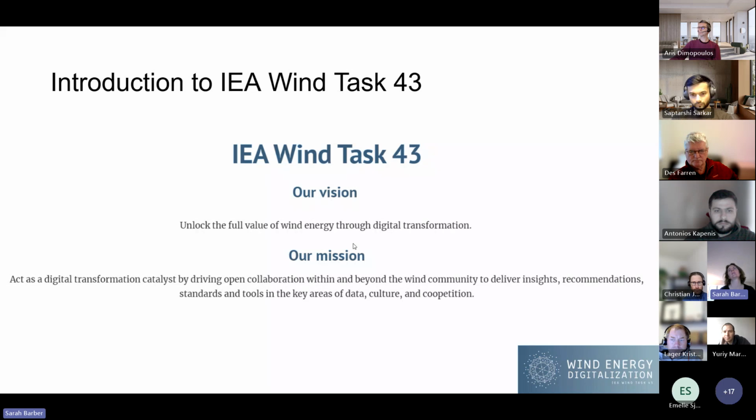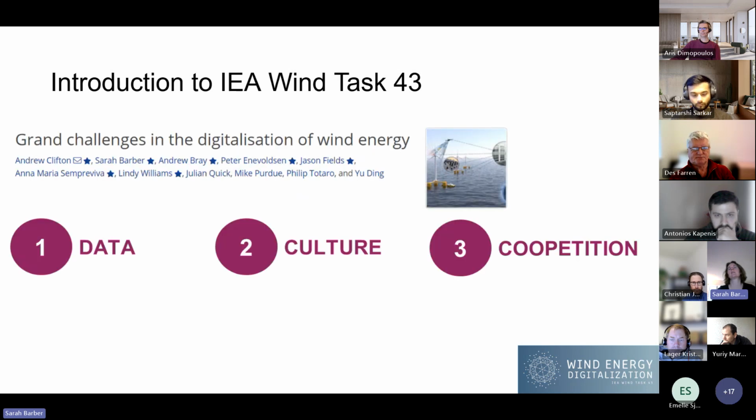The idea of Task 43 is digitalization. Our vision is to unlock the full value of wind energy through digital transformation. We want to act as a digital transformation catalyst by driving open collaboration within and beyond the wind community to deliver insights, recommendations, standards, and tools in these three areas of data, culture, and competition. These three areas come from a paper, I'll put the link in the chat in a minute, called The Grand Challenges in the Digitalization of Wind Energy, where we reviewed all the state of the art. We did a lot of interviews and surveys. We came to the conclusion that these are the key areas. If you're interested in finding out more, please do get in touch.